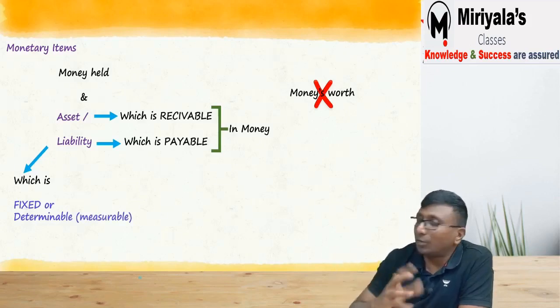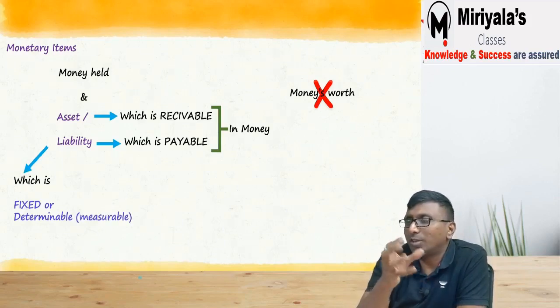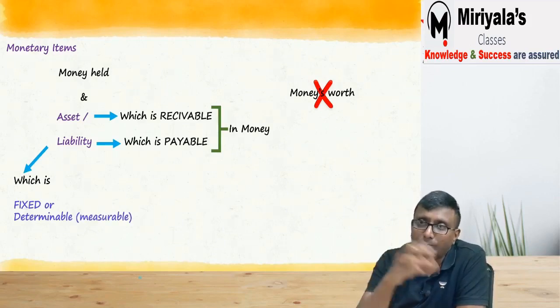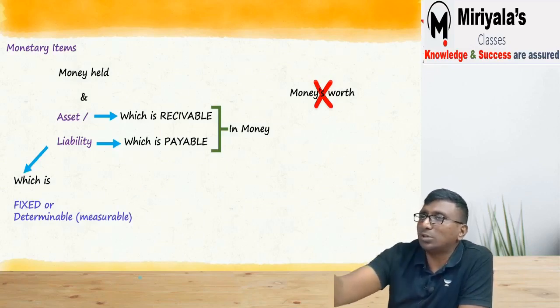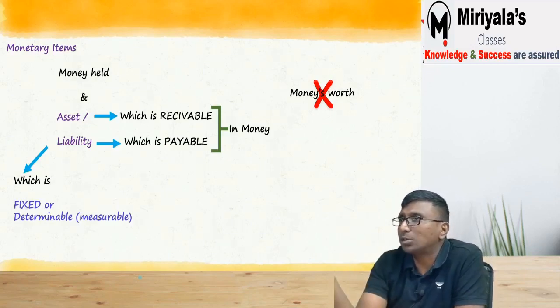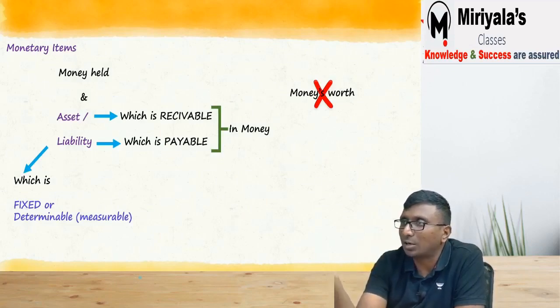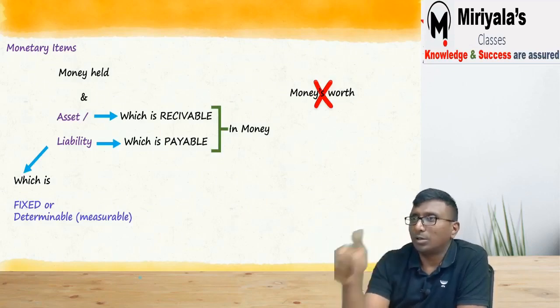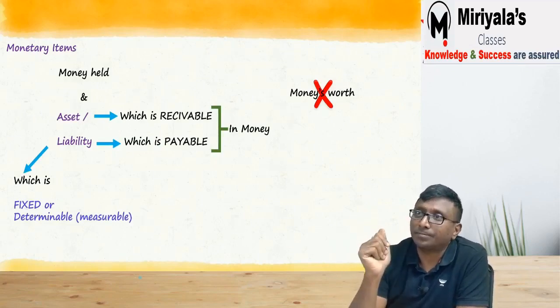Don't focus on the words fixed or determinable. Why? Fixed means known. What is the cost? How much did I sell goods to this person for? $100. Do you know? I know, sir, $100. Look at the invoice. Perfect. I gave a loan to this person of $100. The document is there. Known, very clearly known, measurable. That's fixed.